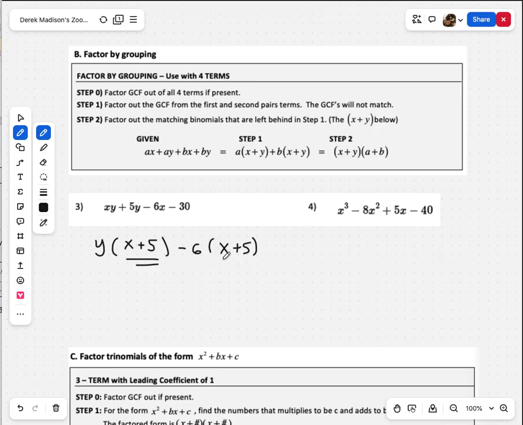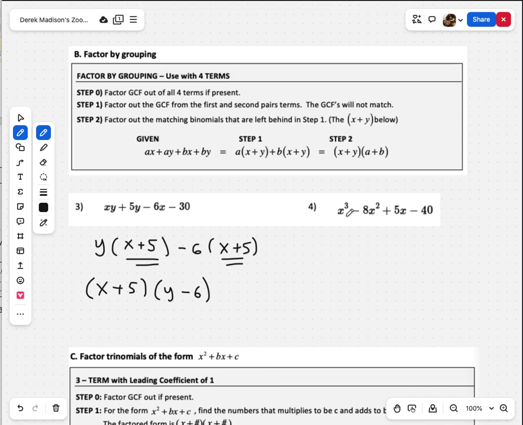These have to match, because that's going to be your greatest common factor that you pull out front. So x plus 5, and it leaves behind the y minus 6. Every 4-term problem does not factor by grouping, but this is just for the ones that do. This is the technique for factoring those.